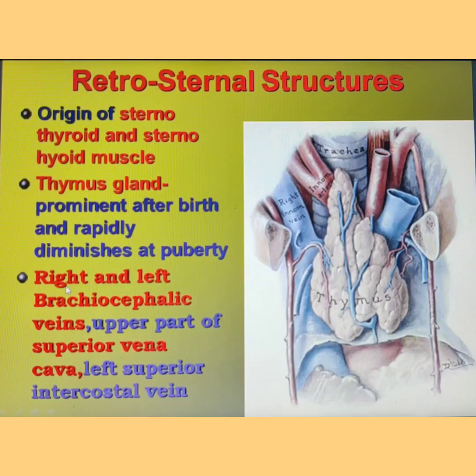Then we have the right and left brachiocephalic veins. As you can see in this diagram, it is written right innominate vein or brachiocephalic vein, then the left brachiocephalic vein, the upper part of the superior vena cava, and the left superior intercostal vein. So these are the contents in the retrosternal part of the superior mediastinum.